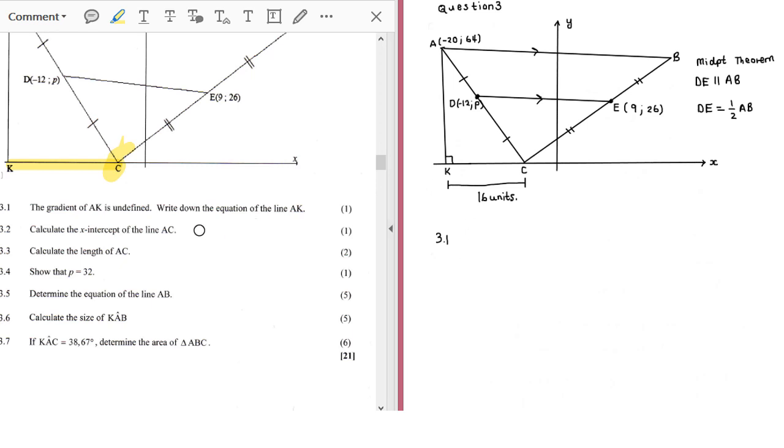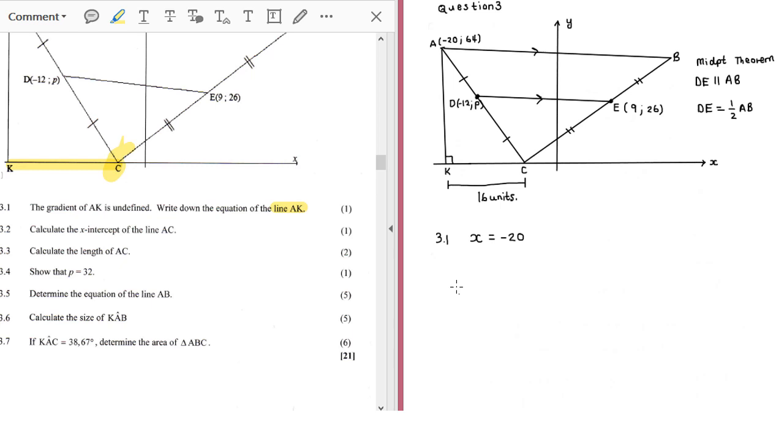Now if we have to write down the equation of that line, that is basically going to be the equation x equals minus 20. Remember that the equation of a vertical line is always x equals something. This is in contrast with the equation of a horizontal line, which is in the form y equals something.